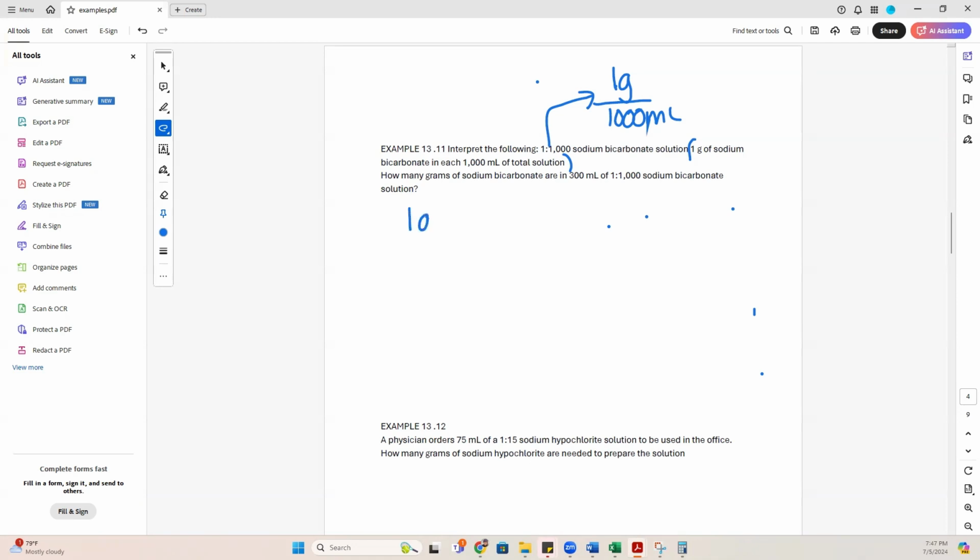So we're going to use that on one side of a proportion. And remember that you can write these on either side. You get the same answer. I always just tend to write the known first. And we want to know how many grams are in 300 ml.